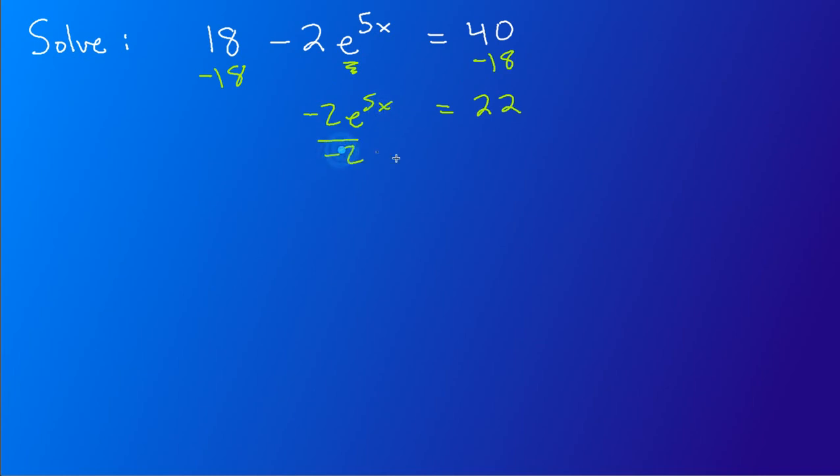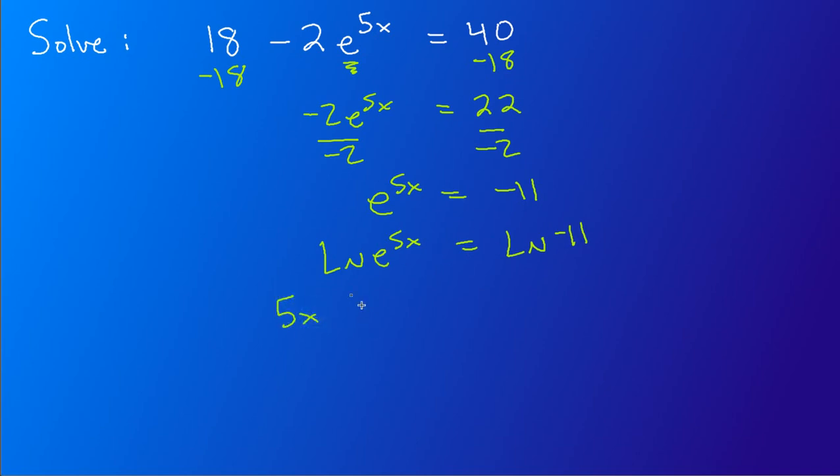I'm going to divide by negative 2. Again, isolating this e. And then I get negative 11. And at this step, we're going to find a problem. So we're going to natural log e to the 5x, and we're going to natural log negative 11. And you might be tempted to just keep on going. So I'm going to do that.